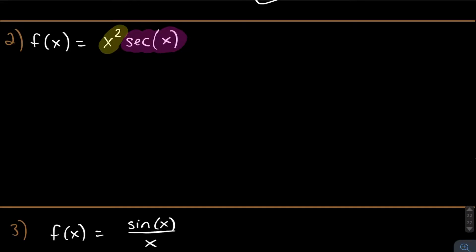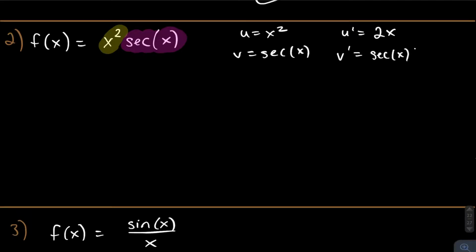Okay, so one's going to be our u, and one's going to be our v. Let's set u equal to x squared and v equal to secant of x. Now we're going to have u prime. Well, that's just going to be the derivative of x squared. Again, that's 2x. All right? And the derivative of secant x is secant x tangent x. Again, you don't need to remember that right now, but that's just what the derivative is.